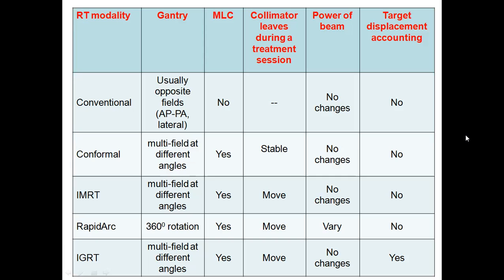With conventional irradiation, as a rule, opposite fields are used without a collimator. Equip your apparatus with a collimator and you will receive conformal irradiation. Make the collimator leaves move not only when changing from one field to another, but also during a treatment session, and you will receive an intensity modulated irradiation. Use not only fixed angles for irradiation, but force the gantry to make a full rotation around your patient, at the same time varying the beam power, and you have advanced to rapid arc technology. Provide the ability to control changes in the position of the target during breathing, and you have image-guided radiotherapy technology at your disposal.